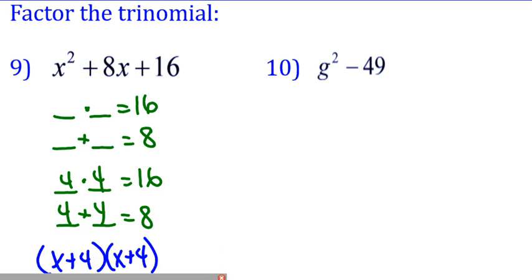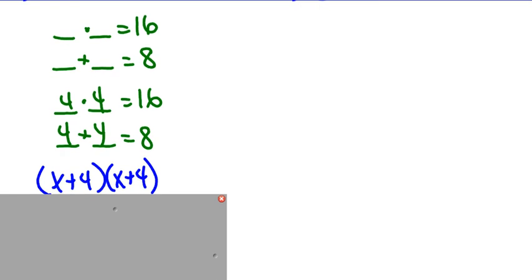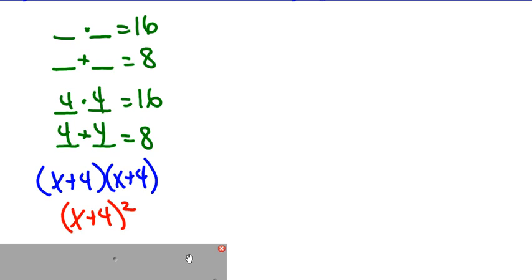But notice, both of those factors are the same. So another way that we could write the polynomial in factored form would be the quantity x plus 4 squared. Again, this is what we call a perfect square trinomial for the original polynomial, and it comes from a perfect square binomial.